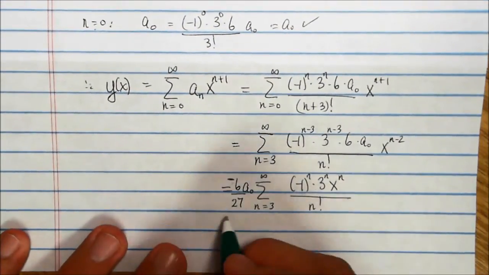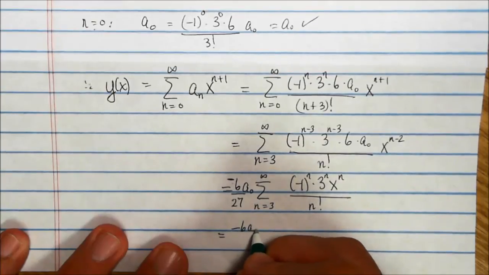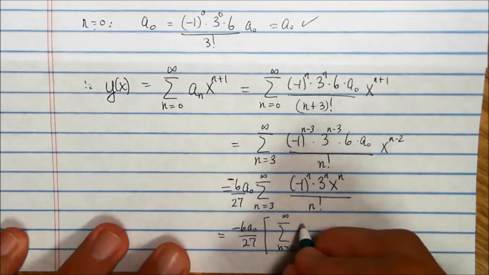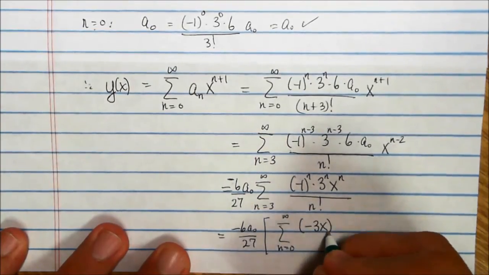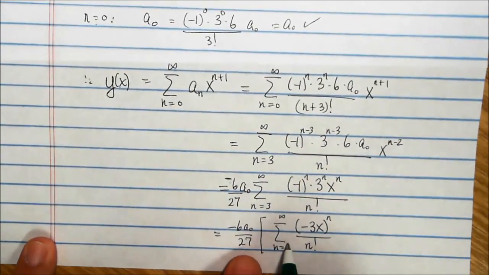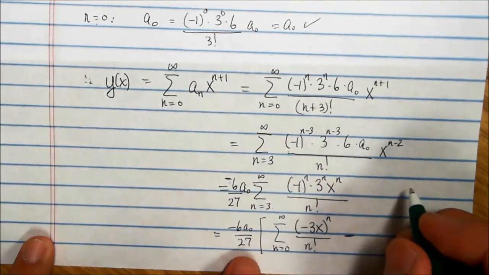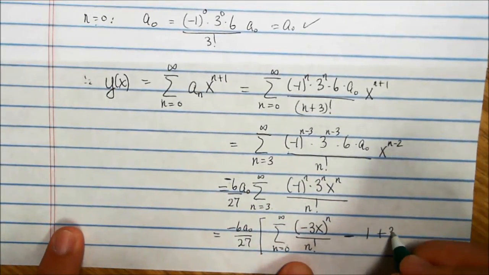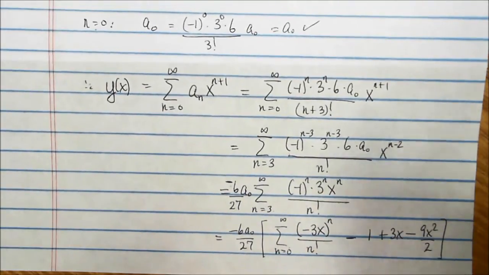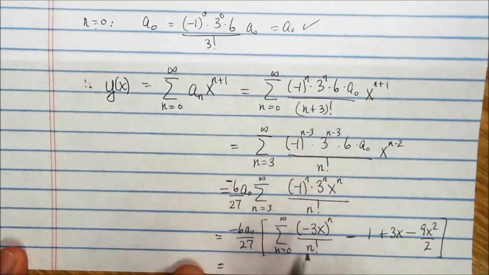Okay, now you should recognize this to look like this. So this is negative 6 a sub 0 over 27. This is summation n equals 0 to infinity of negative 3x to the n over n factorial. Now I'm starting on 0 as opposed to 3, so I've got to subtract off a couple of things. Minus 1 plus 3x minus 9x squared over 2. And then finally, the sum that I see here is actually the power series, the Taylor series expansion, for e to the minus 3x.